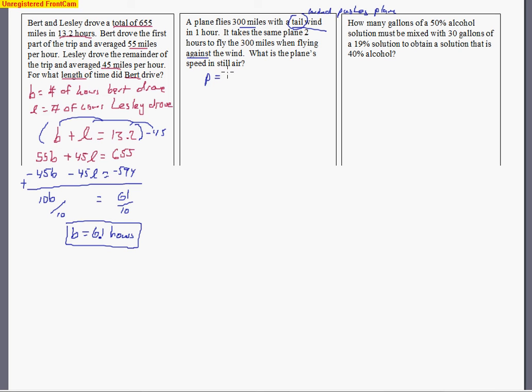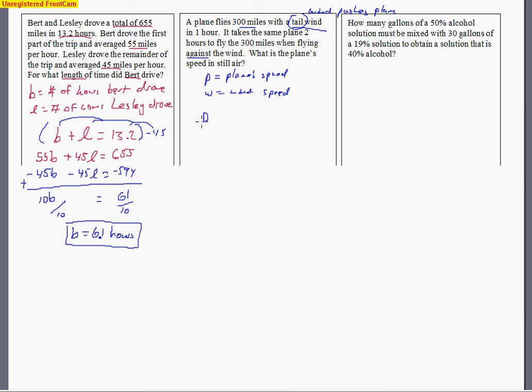We'll say p equals the number of miles per hour. So let's change that. Let me rewrite that as plane speed. Plane's speed. And we'll go with w equals wind speed. Alright, so now we'll go ahead and write our equation.